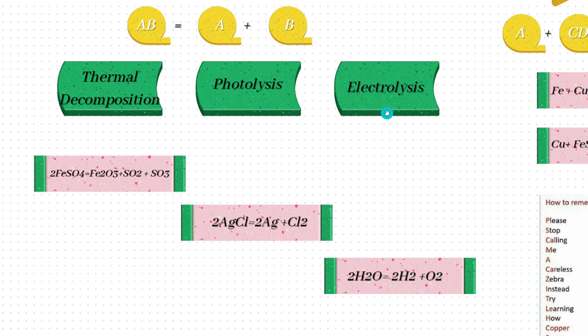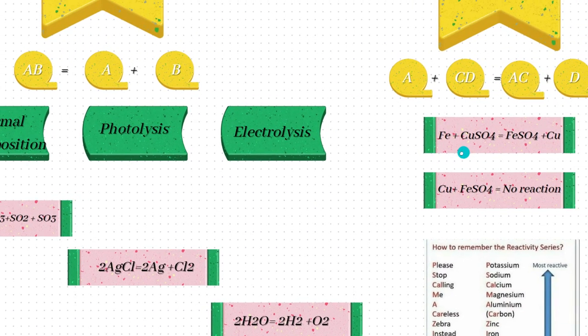Okay, next one, electrolysis. Electrolysis is splitting water with the help of electricity. We pass electricity through water and we get 2H2 and 1O2. So, what is important in this? You should know that the hydrogen to oxygen ratio is always 2 is to 1. That is the important thing in the electrolysis section.